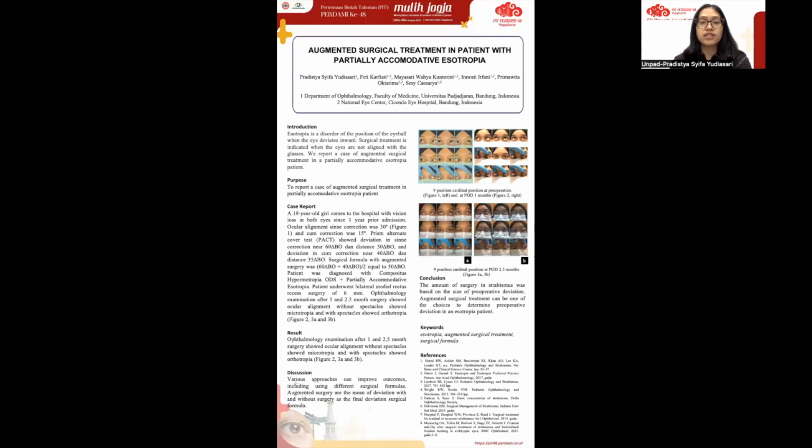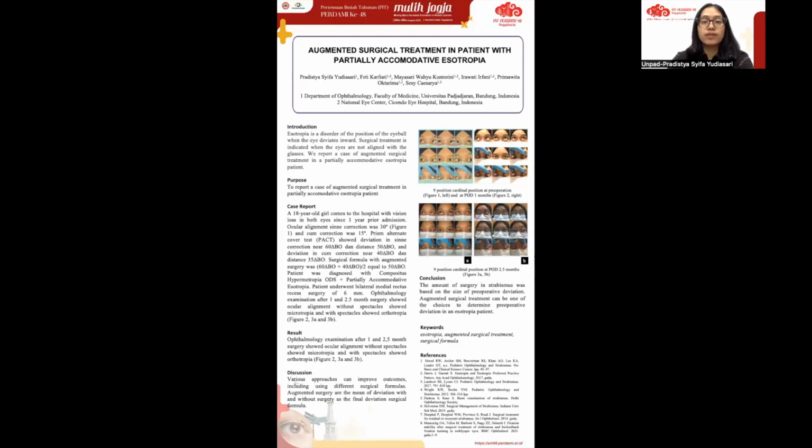And the deviation in cum correction with near fixation is 40 prism base out, and distance is 35 prism base out. So for this patient, the surgical formula with augmented surgery was used for the near correction. It is about 60 prism base out with sine correction for near fixation and 40 prism base out for cum correction with near fixation, divided by 2, equals 50 prism base out. So the patient was diagnosed with compositus hypermetropia and also partially accommodative esotropia.